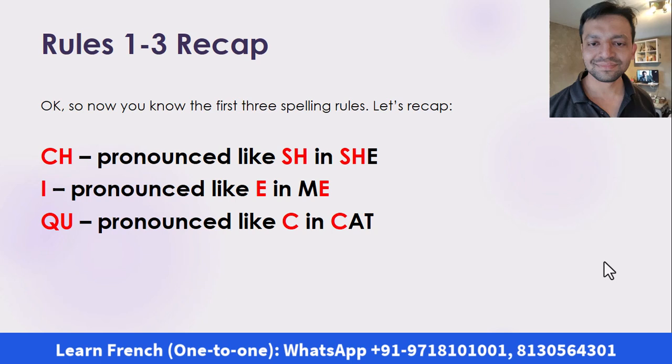Now let's recap. Okay, so now you know the first 3 spelling rules. Let's recap. Sh, pronounced like sh in she. E, pronounced like E in me. K, pronounced like K in cat.